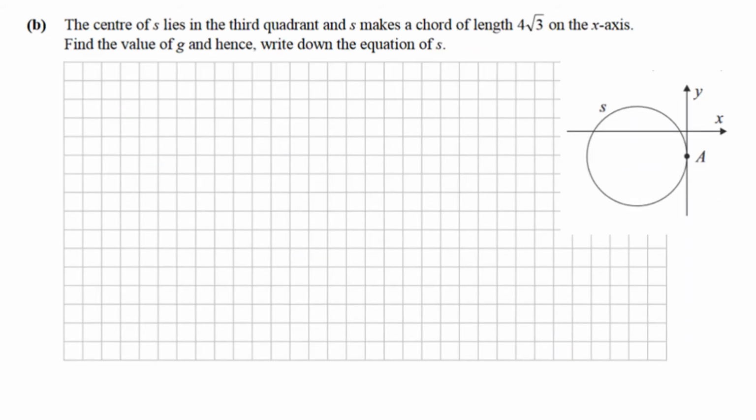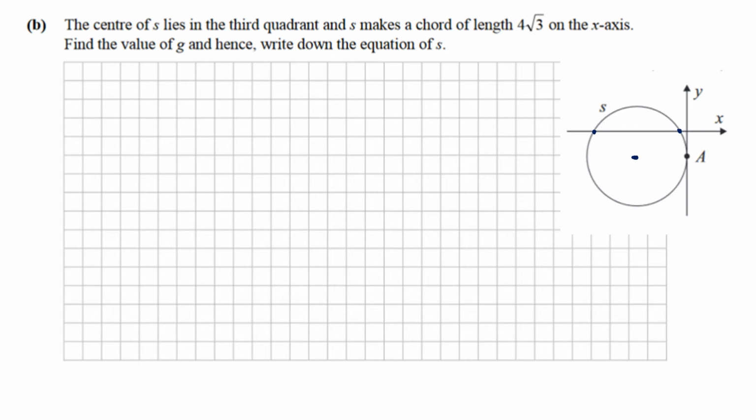So part B. The center of S lies in the third quadrant, and S makes a chord of length 4 root 3 on the x-axis. Find the value of g, and hence write down the equation of S. So we now know that these 2 points here create a chord of length 4 root 3.